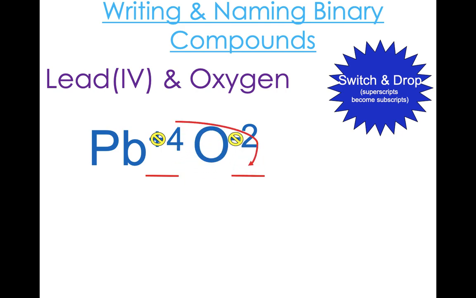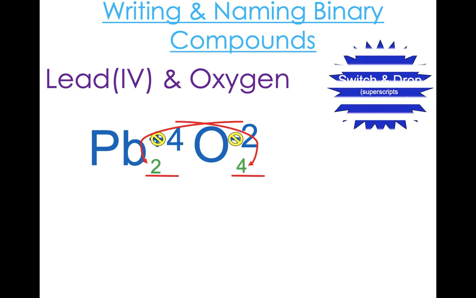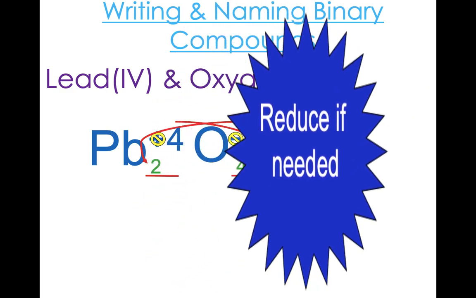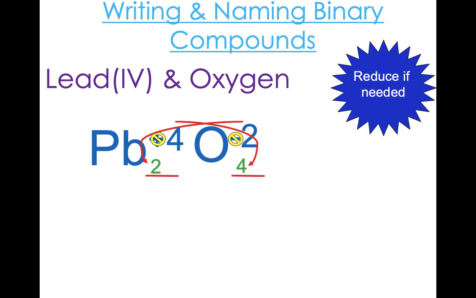The 4 comes over to the oxygen. The 2 comes over to the lead. And can we reduce those? A 2 and a 4? Absolutely, that can be reduced down to a 1 and a 2.